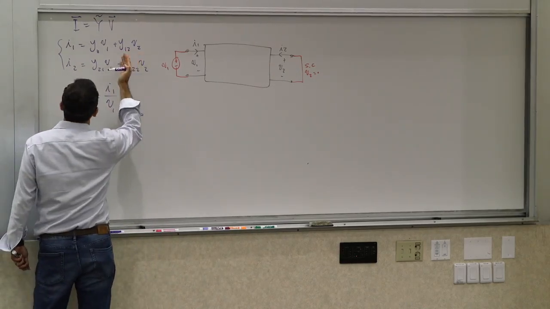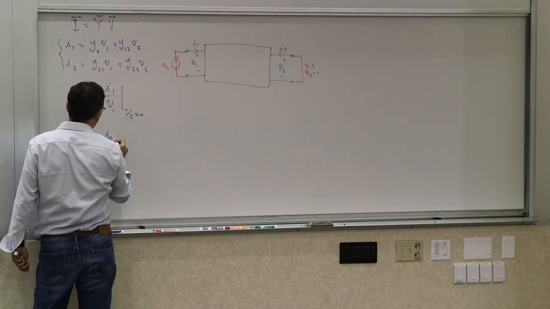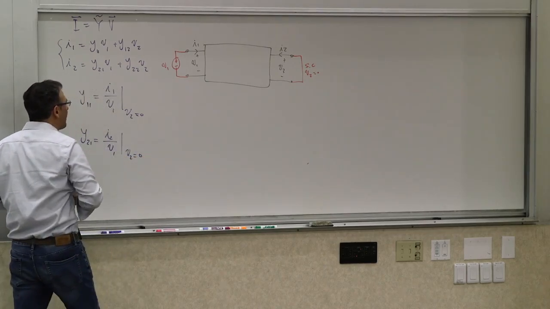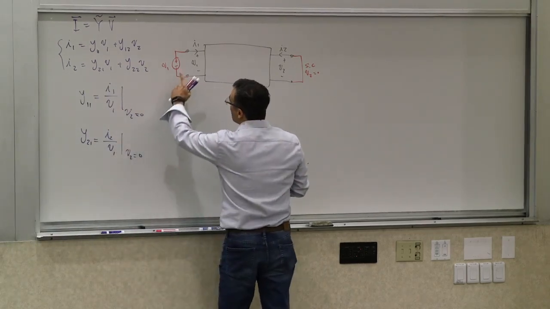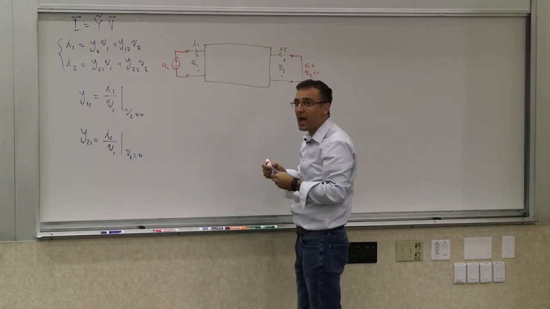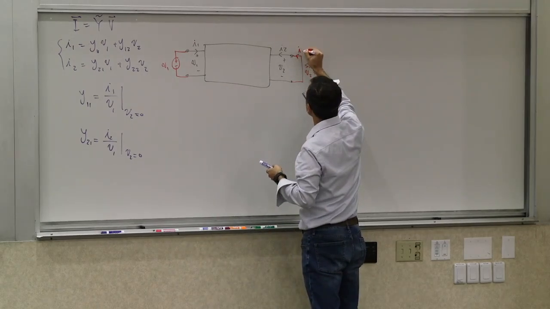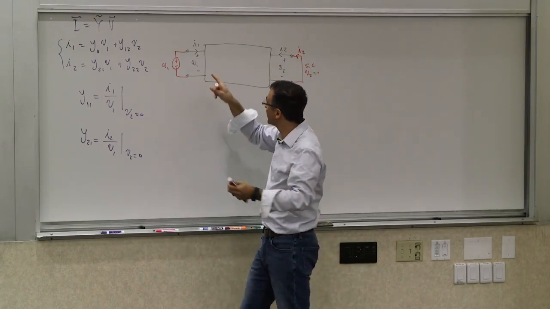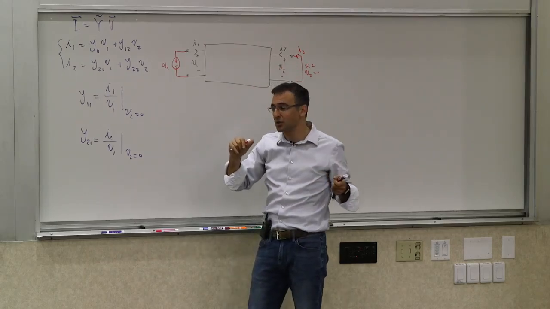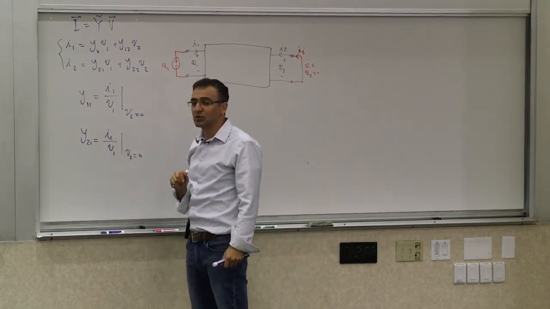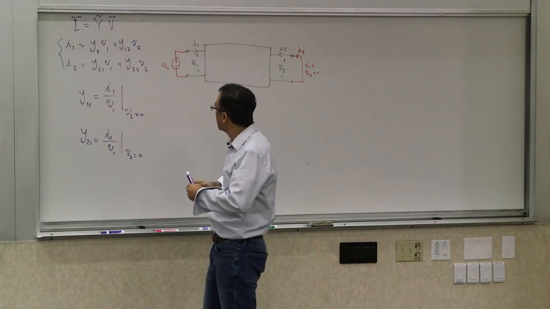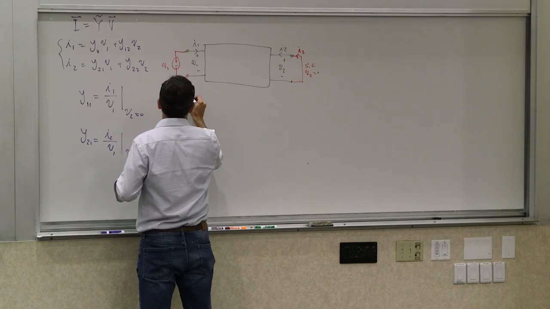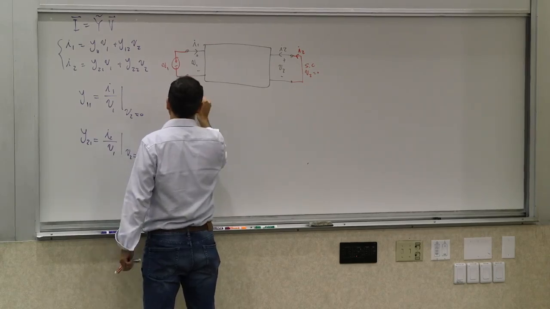What is Y21? How do we evaluate that? Well, if you look at the equations, you will see that Y21 is I2 divided by V1 when V2 is 0. So it's the same deal. You apply a V1 here, you short circuit the other side, but now you monitor the current through this short circuit. The ratio of the current that this voltage induces on the other side when it's short circuited, divided by the voltage that produces it, is Y21.